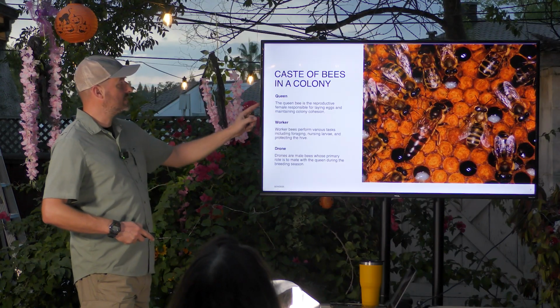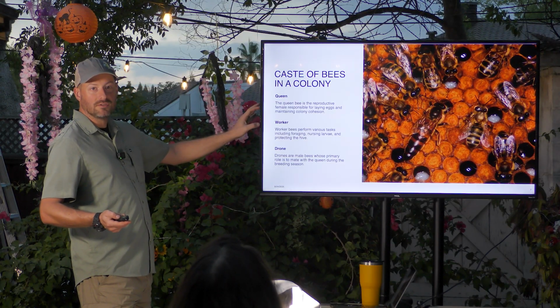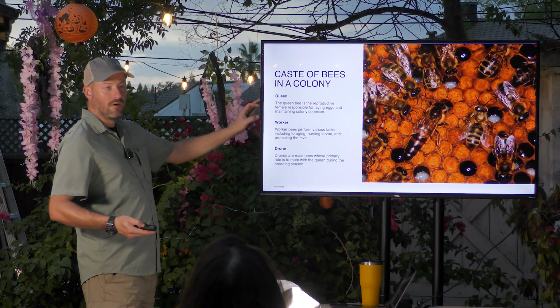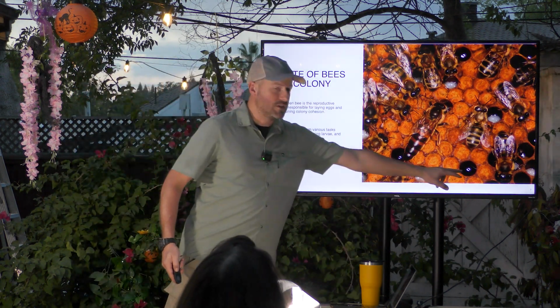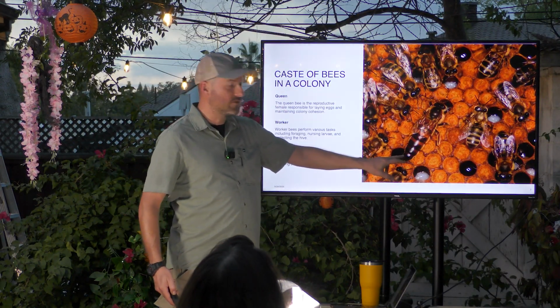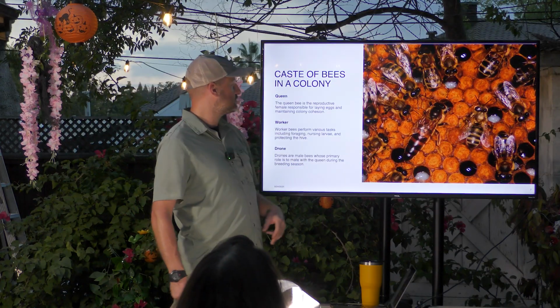She's the one that's reproducing. So she mates one time in her life with 20 to 30 drones, and she stores that sperm for the duration of her life. So at some point she's going to run out, and you'll start to see more and more of these holes as the failed gestation occurs, because if she's not fertilizing them, they're male bees, and the male bees can't fit in these worker cells.